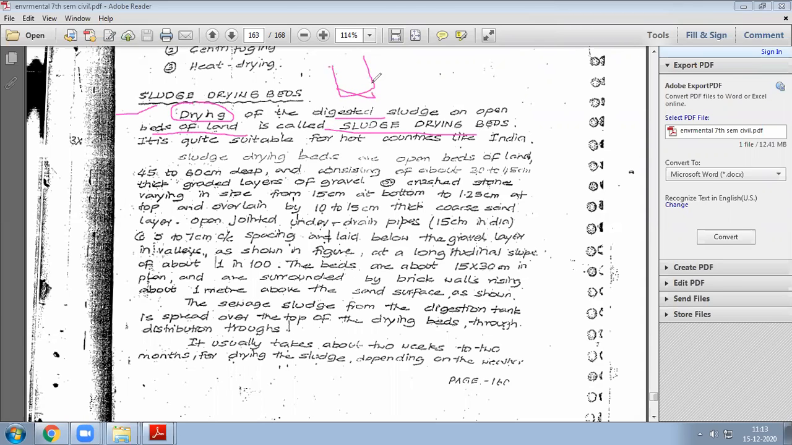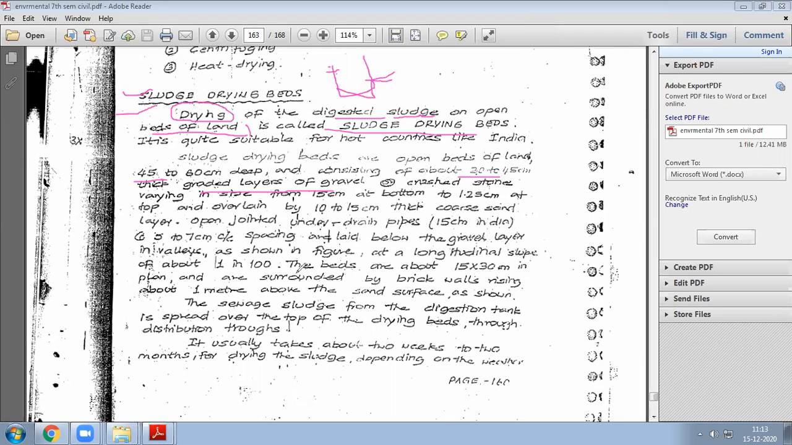This tank you have seen over at the bottom. So this sludge is coming out as effluent. They will try to dry that also in an open land. So that is the concept of sludge drying beds. So sludge drying beds are open beds of land. The specification they have given is 45 to 60 deep, consisting of 30 to 45 centimeter thick graded layers of gravel or stones like that.